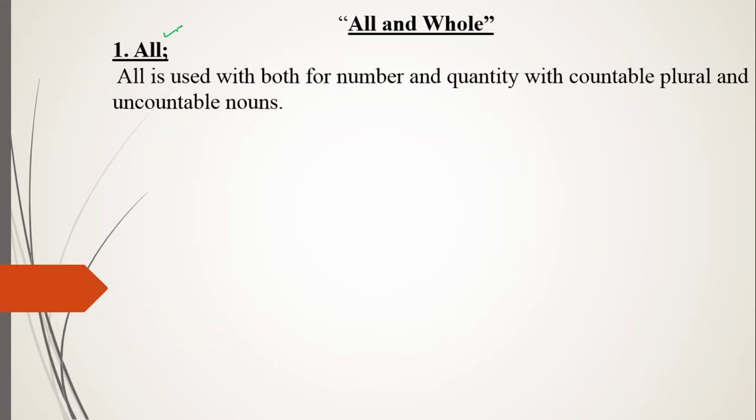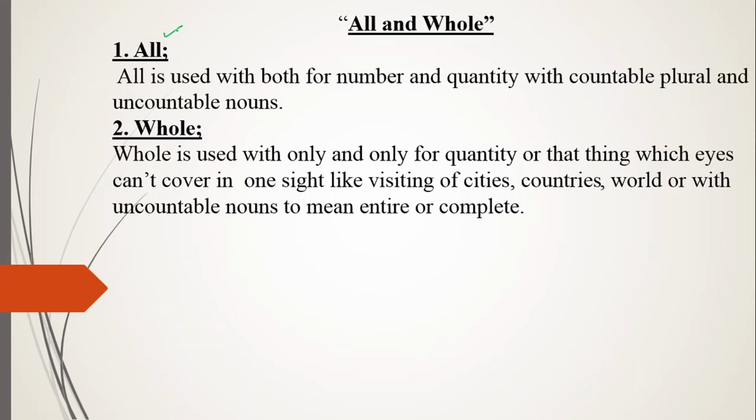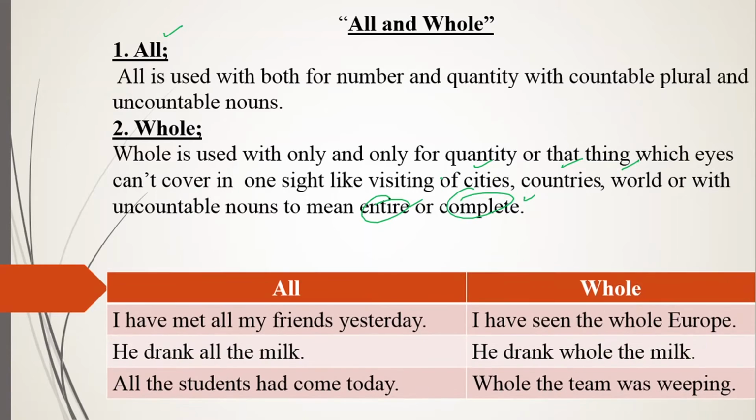And next we have also used for uncountable nouns, and we have got the second one, that is "all", which is used only and only for quantity or that thing which eyes can't cover. That can be sights like visiting of cities, countries, world, or with uncountable nouns to mean entire or complete. "All" means entire or complete, and also eyes cannot cover. We will be talking about the examples, that will be more clear to you.